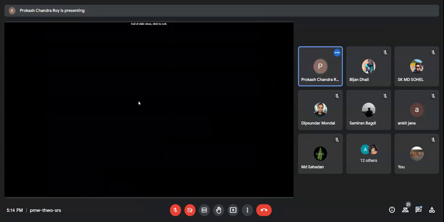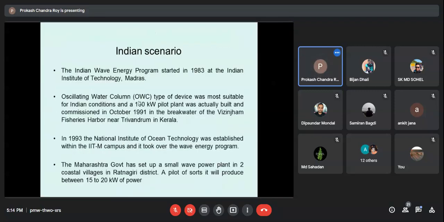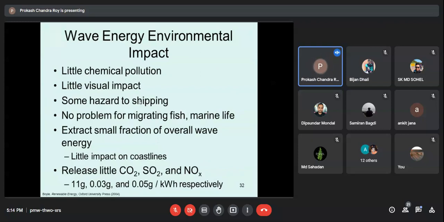So this is a brief idea about how wave power or wave energy can be estimated. It may be utilized for power generation as well. If you have any queries, we can discuss. So this is the wave energy.